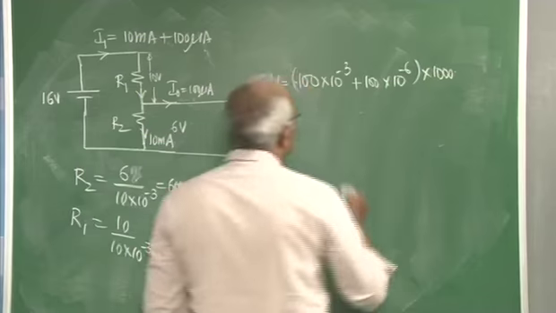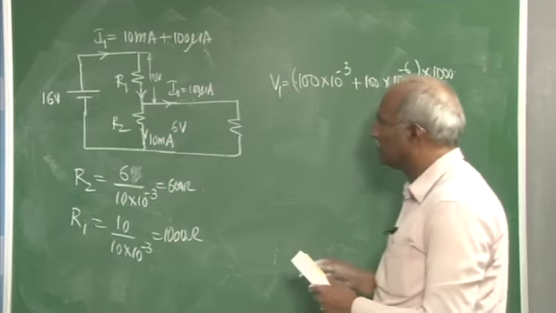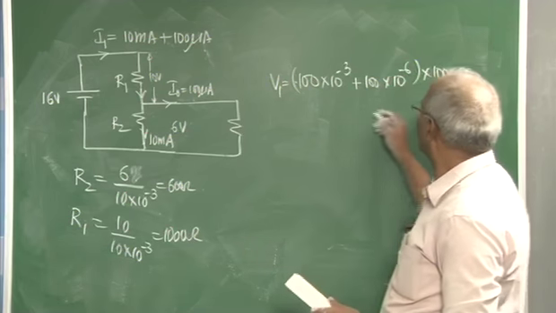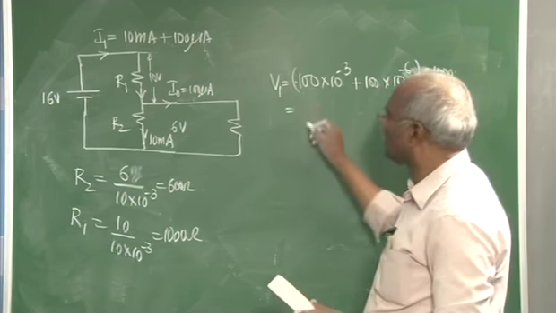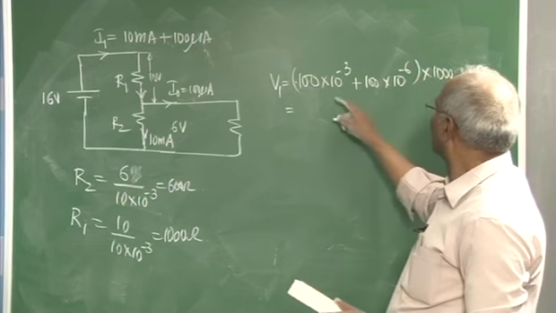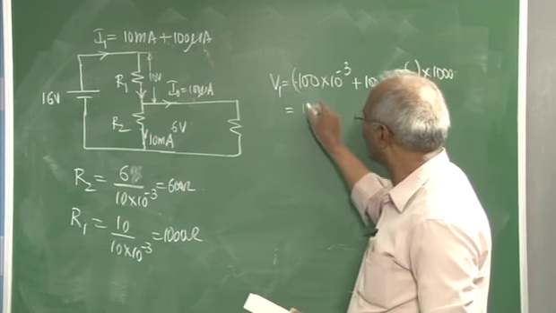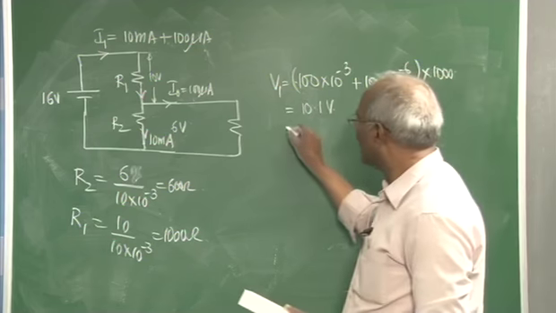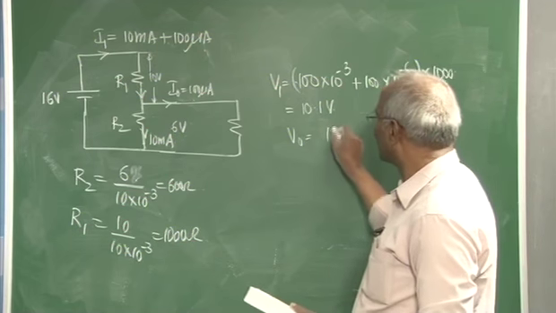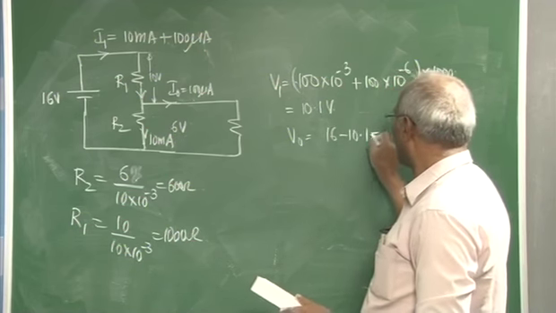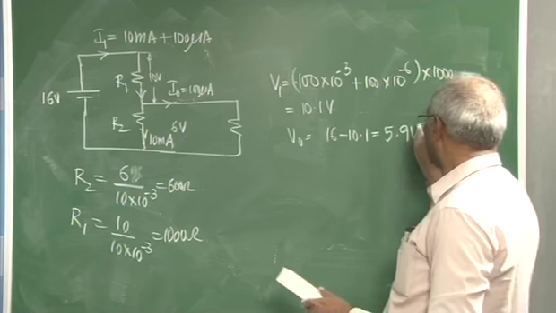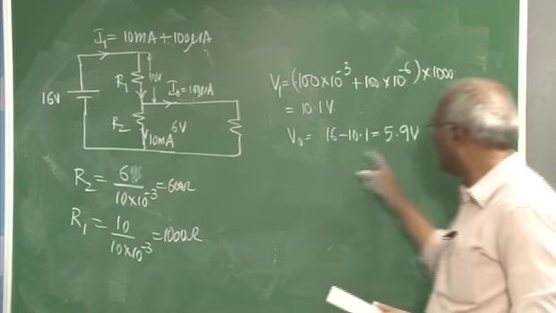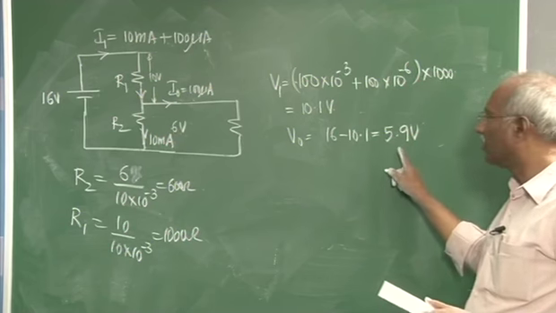That comes to 10.1 volts, it works out. Obviously, V output will be equal to 16 minus 10.1, which comes to 5.9 volts. Against a voltage of 6 volts, we have a voltage of only 5.9 volts.